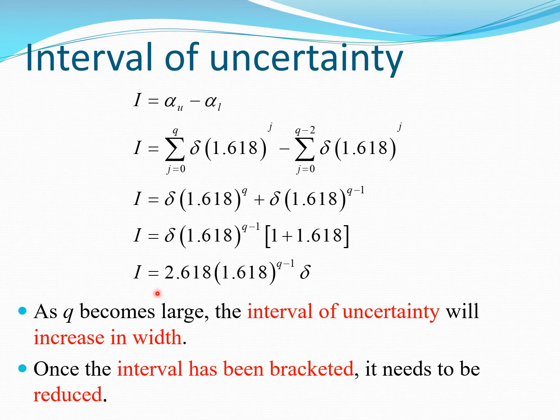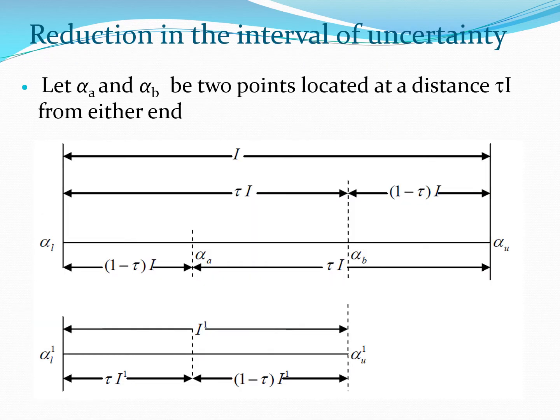If delta is small, this interval is going to be small, and so now that you have bracketed it, you can further reduce it by doing the same procedure more and more times. So again, this fits in very well with computer programming. So let us now look at how this particular golden ratio comes about in the context of this optimization problem.